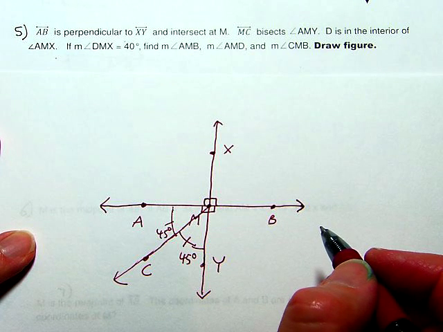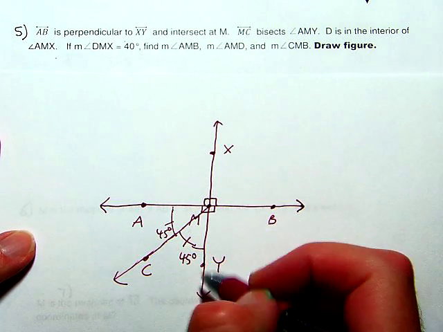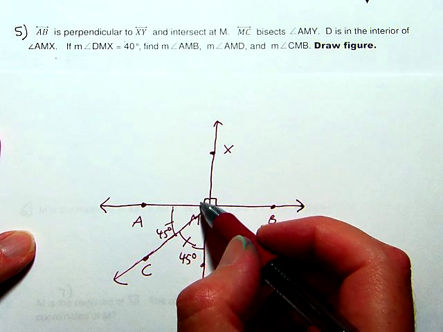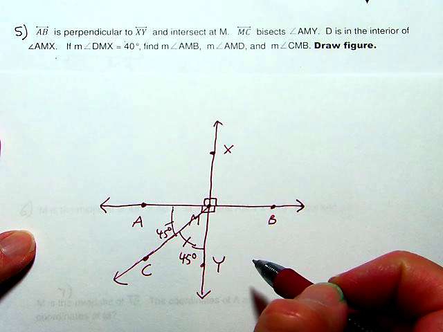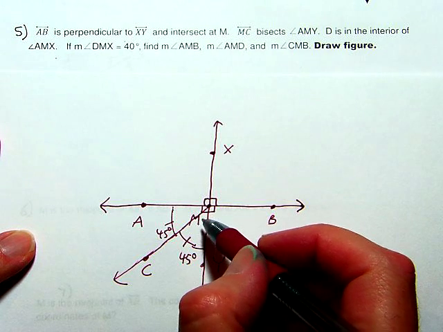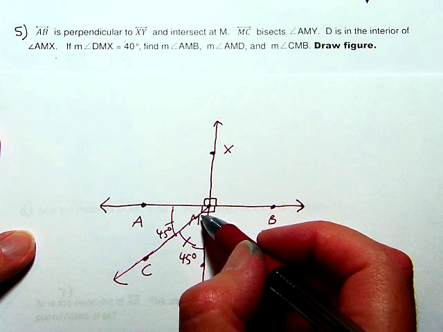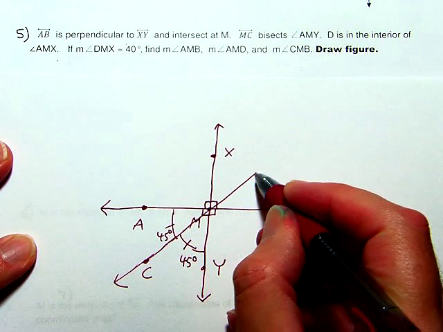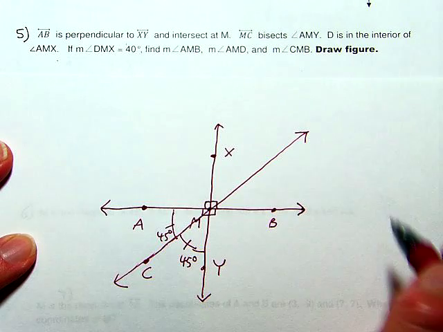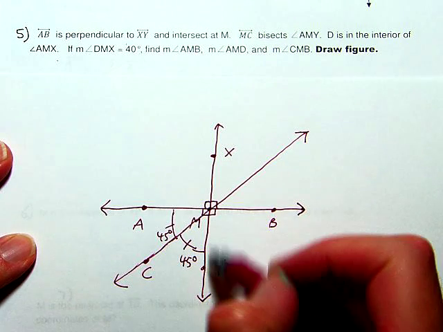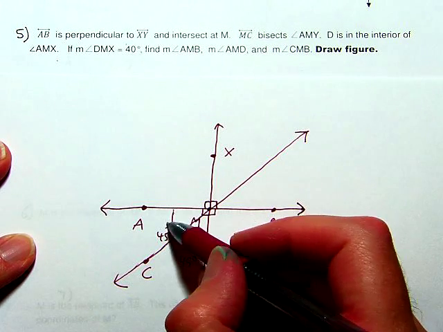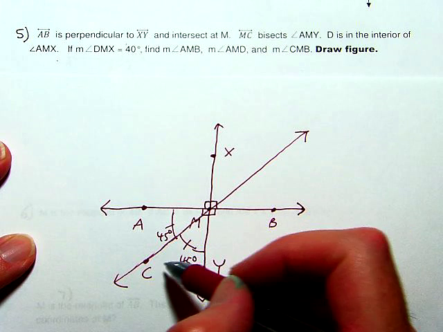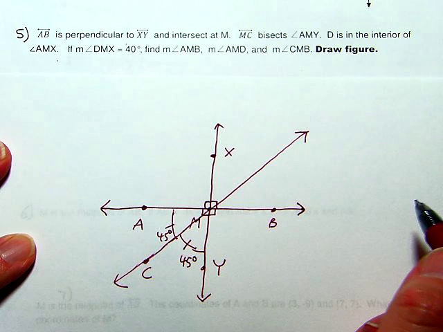So what we've got so far is two perpendicular lines with four right angles at the intersection, and then we've got an angle bisector, line MC. Okay, so it's a line. I've got to draw it extending in this direction as well. It's bisecting AMY into two angles, each of which are 45 degrees, and we're calling it line MC.